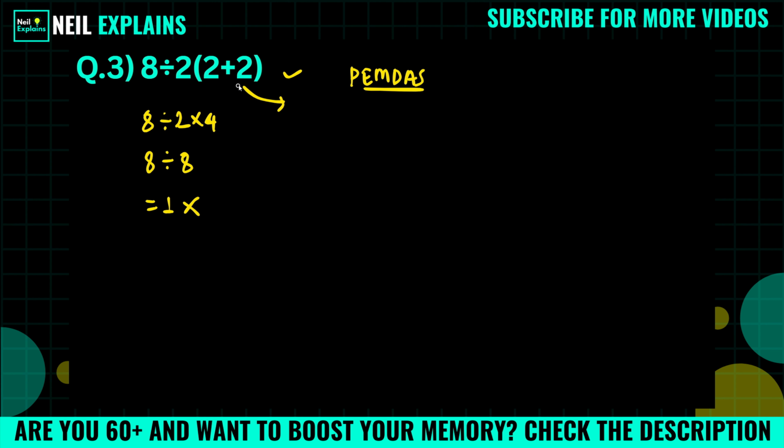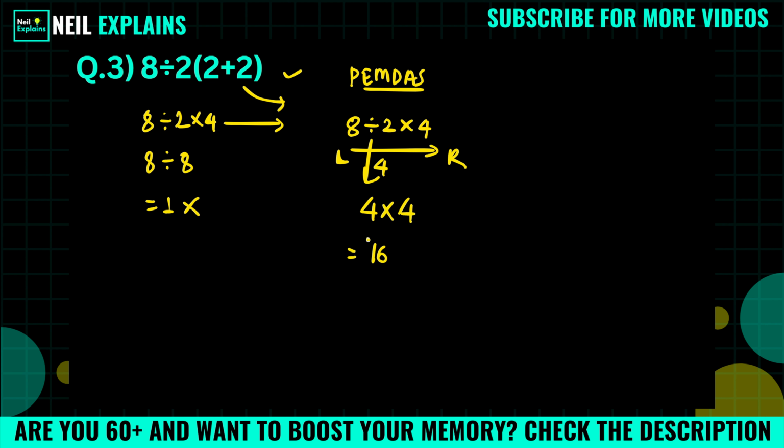Okay, so what we have to do, this operation is not good, so we will rewrite again 8 divided by 2 into 4. First we have to solve this division part because division and multiplication have the same priority. So first we have to solve 8 divided by 2, that is equal to 4. So we will write 4 times 4, and 4 times 4 is nothing but 16. So here 16 is the right answer.